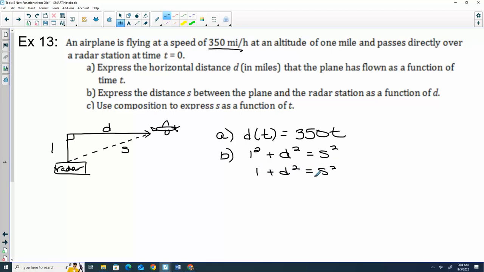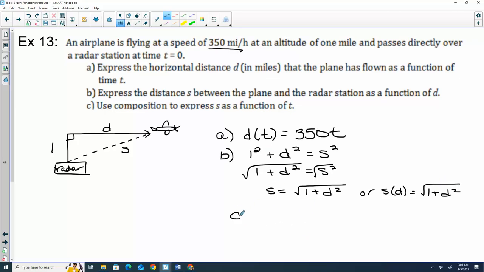Okay, to get rid of a square with square root, we know it has to be plus or minus, but can that distance be negative? No. So s is just the square root of 1 plus d squared. You can write it as s equals, if you wanted to write it as a composition, you're welcome to write s of d. But I don't care if you use that function notation or not. You can just have s equals. We're just finding a formula for s with d as the variable.